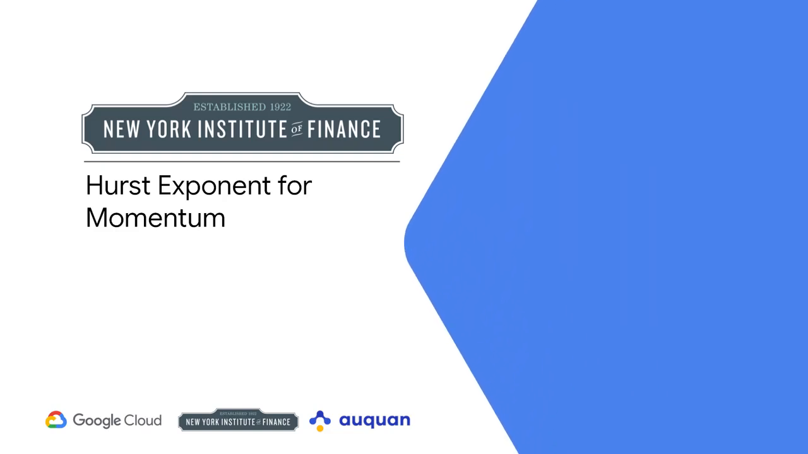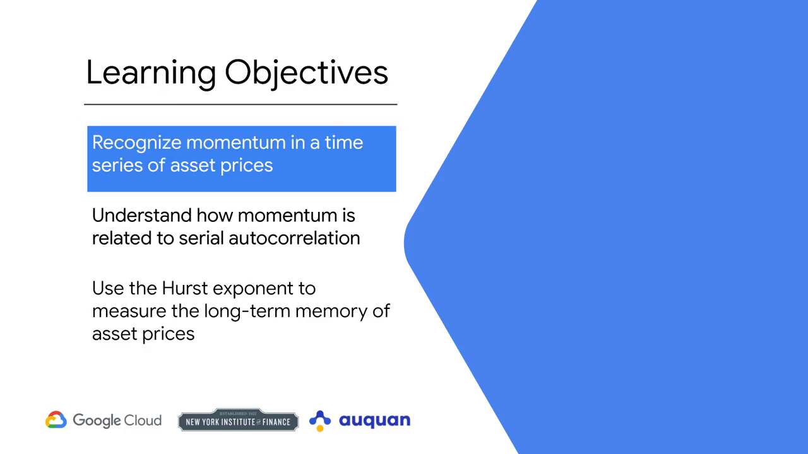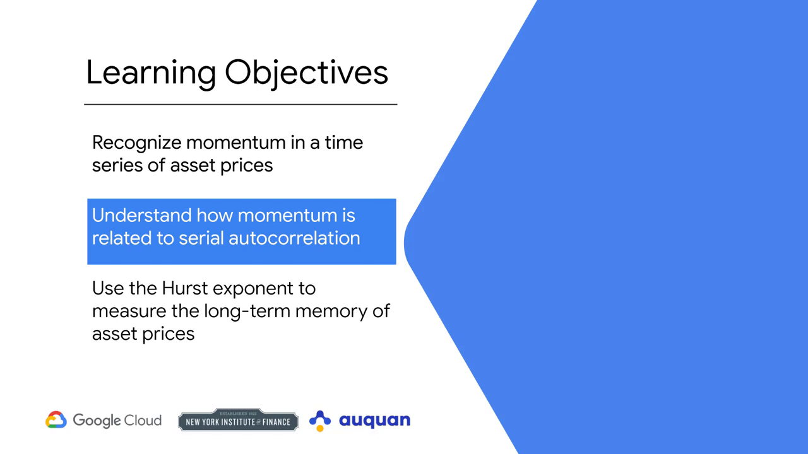In this session, we'll discuss how to calculate and use the Hurst exponent to detect the presence of long-term memory in a time series of asset prices or returns. Momentum can be thought of as the persistence of an asset's returns. Positive returns tend to be followed by positive returns, negative by negative. The Hurst exponent is also referred to as the index of dependence or index of long-range dependence.